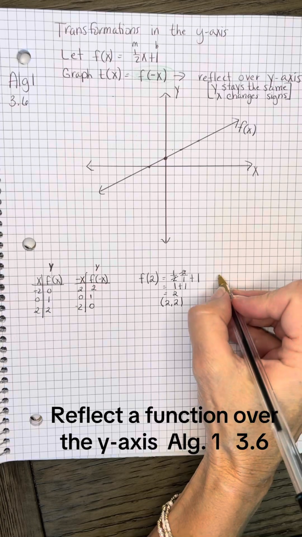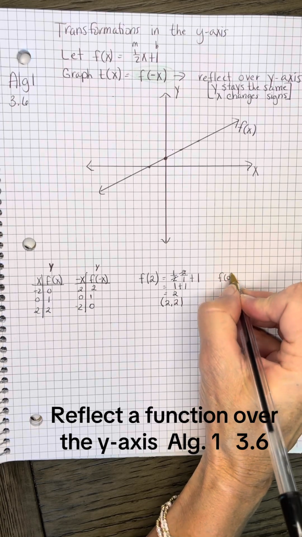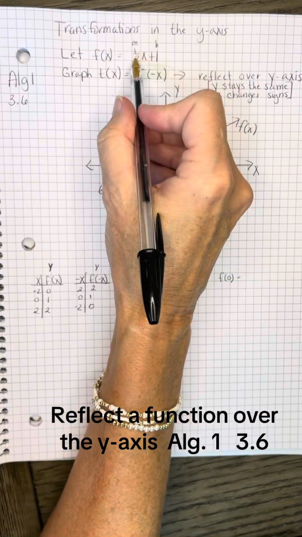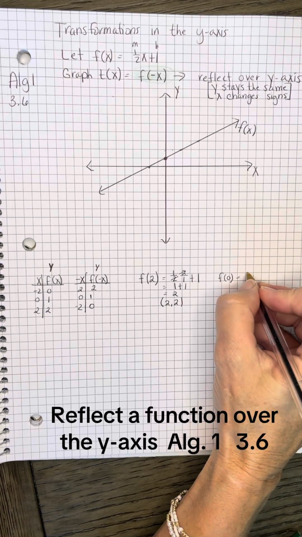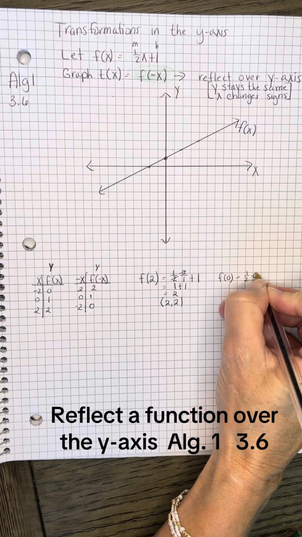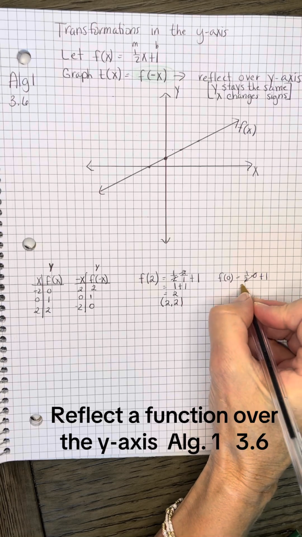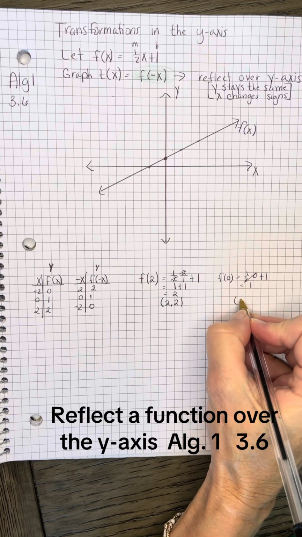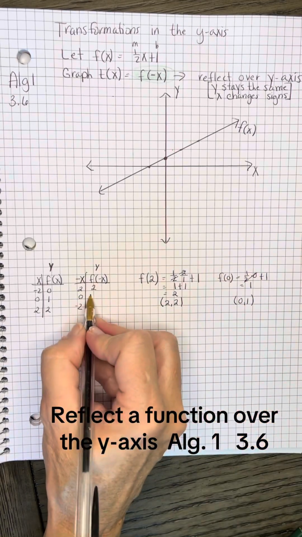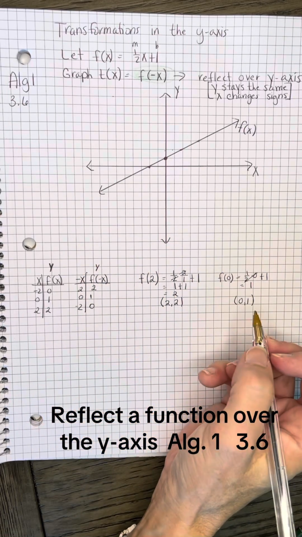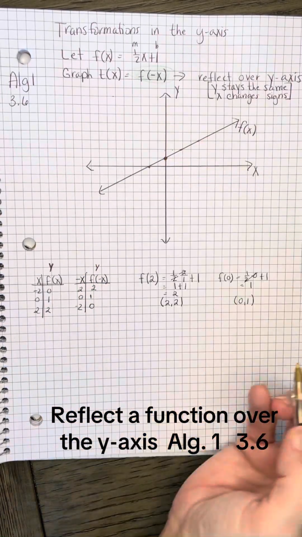You could do the same thing with f of 0. So it's 1/2 times 0 plus 1. Well, half of 0 is 0, and you're left with 1. That ordered pair would be 0, 1. So there, it didn't change at all. The point will remain there.